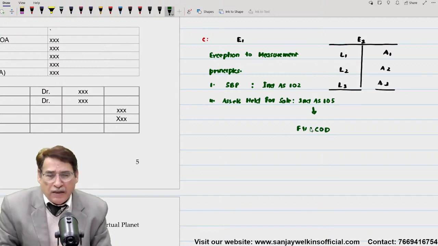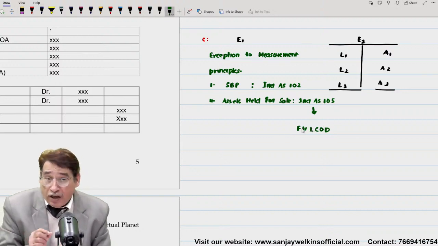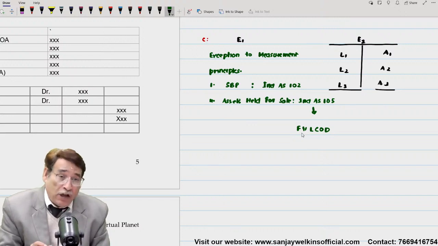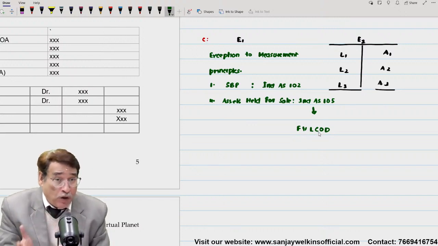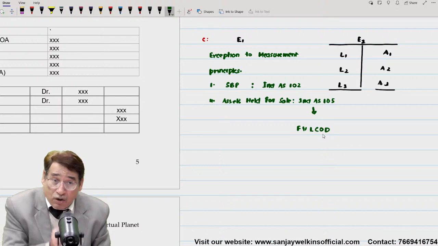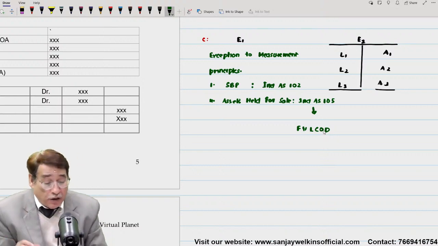Some of you may say, sir, still we are recording them at fair value. We are not recording them at fair value. We are recording them at fair value, less cost of disposal. Is it clear to you or not?